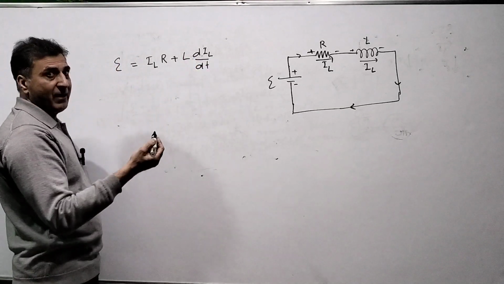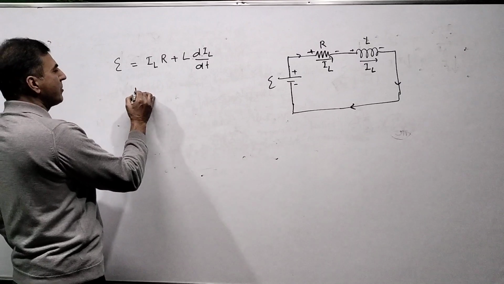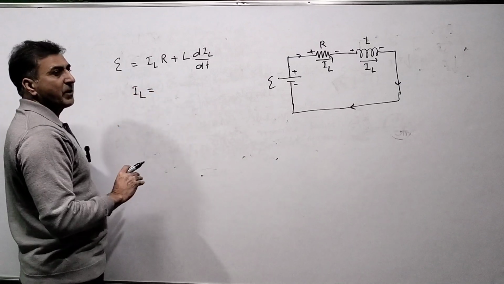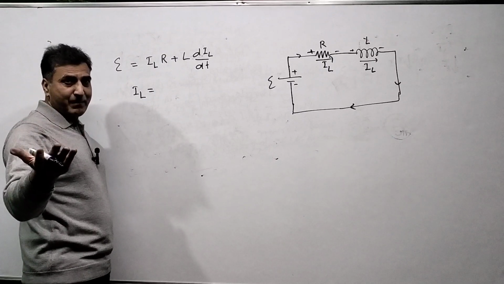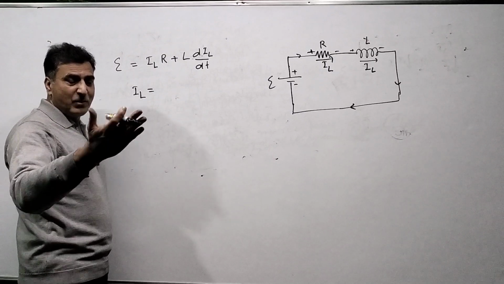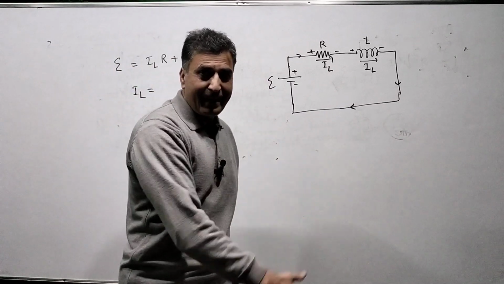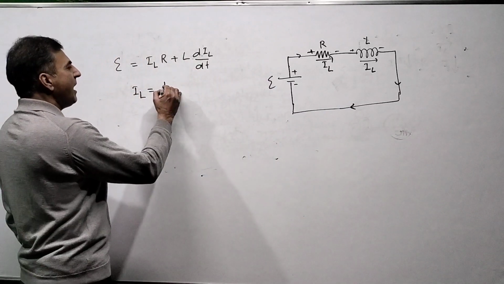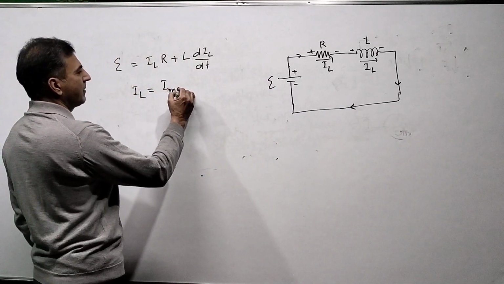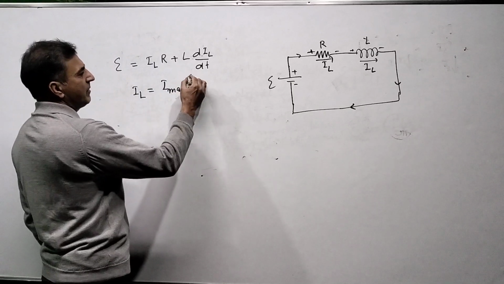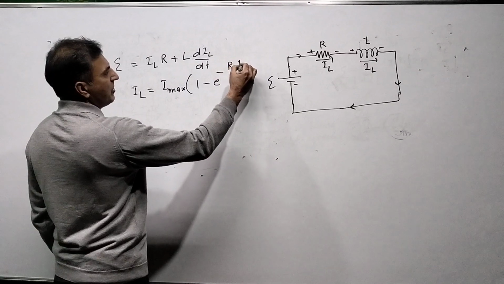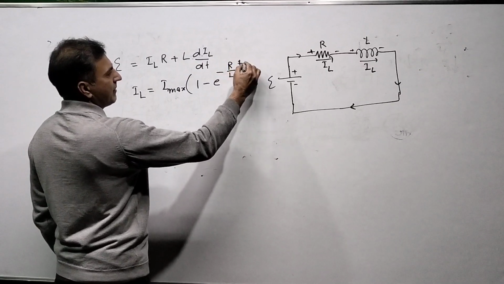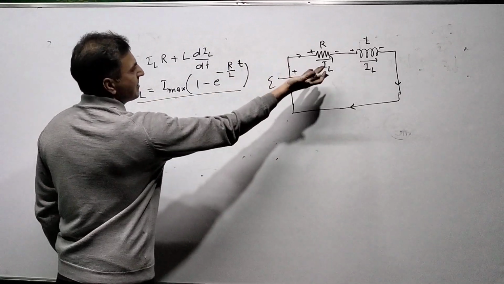But I will write down I_L. I will imagine that I_L should be, because I know initially the current through the inductor must be 0 and finally it's maximum. So within those two extreme conditions, I can just write down the equation. That is I max, maximum current, into 1 minus e raised to power minus RT by L. This is the equation for this.